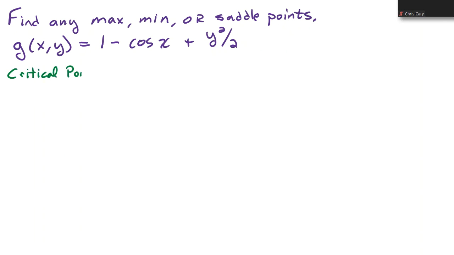You might want to pause the video and see if you can find the critical points on your own, and then start it up when you're ready to go. All right, so to find our critical points, we need to find our partials. The partial of g with respect to x is going to be positive sine x. And then the partial of g with respect to y, we've got 0, 0, and then whatever the derivative of this is, bring the 2 down, cancel it. What is that? Just y?